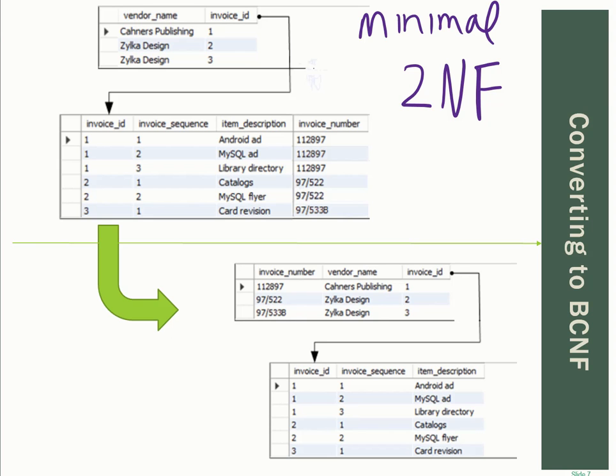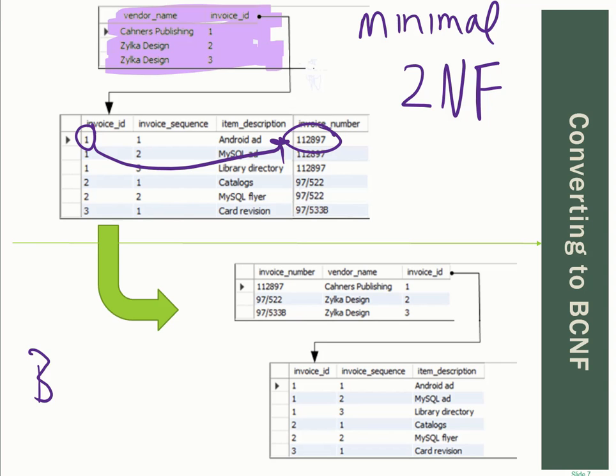Once we apply the Boyce Codd Normal Form and we realize we have trouble with this functional dependency right here, we pull it out of this table and we can actually put it into the invoice ID, vendor name table. We built this table when we normalized to second normal form. And so if you notice, in the Boyce Codd Normal Form representation, now we have the invoice number and the vendor name all associated with the invoice ID. So these functional dependencies now live in this table.